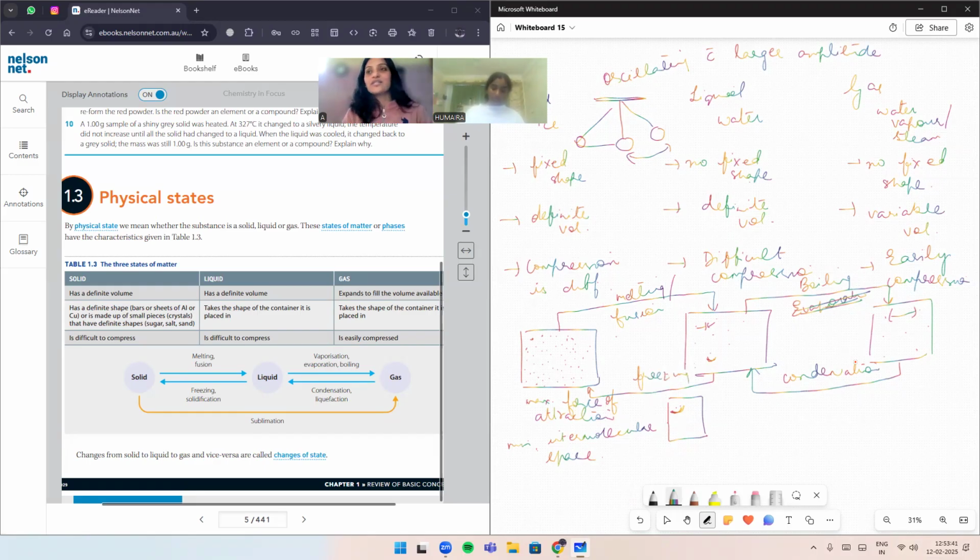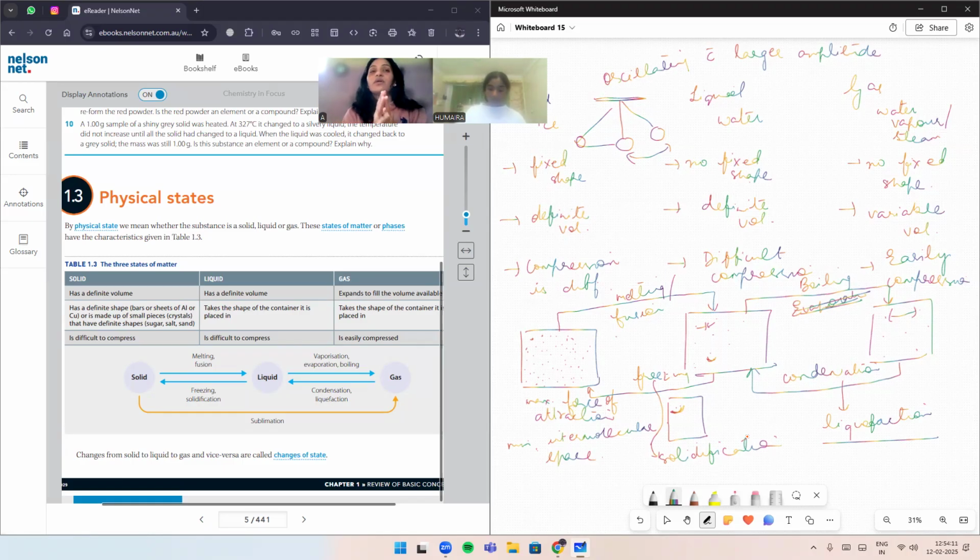Now, condensation is also known as liquefaction. And freezing is called solidification. So liquefaction, solidification. Melting, boiling, condensation, freezing: these are all changes of state, right? Got it? Changes of state.